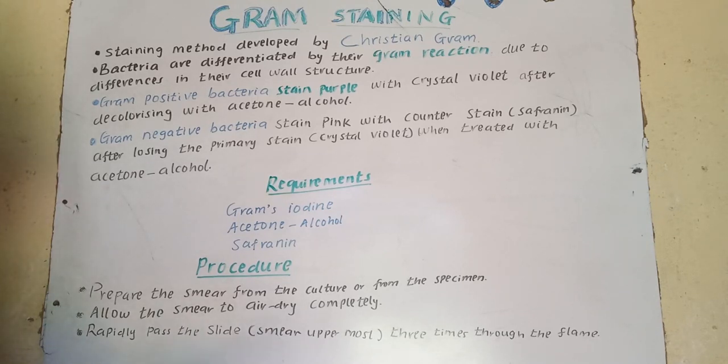Requirements are gram's iodine, acetone alcohol, and safranin. Procedure. Number 1 is prepare the smear from the culture or from the specimen. Number 2, allow the smear to air dry completely. Number 3, rapidly pass the slide, that is the smear uppermost, 3 times through the flame.